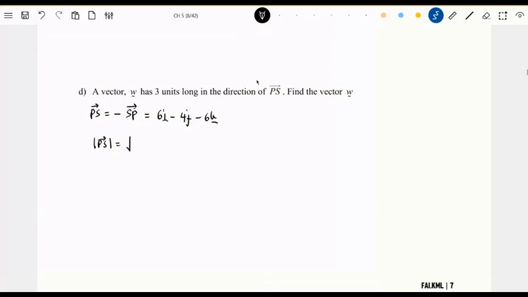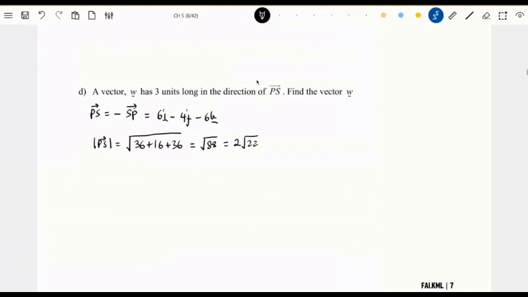So we're gonna have square root of 36, 16, 36. So square magnitude PS berapa? Square root of 88. Can be simplified. 2 square root 22.